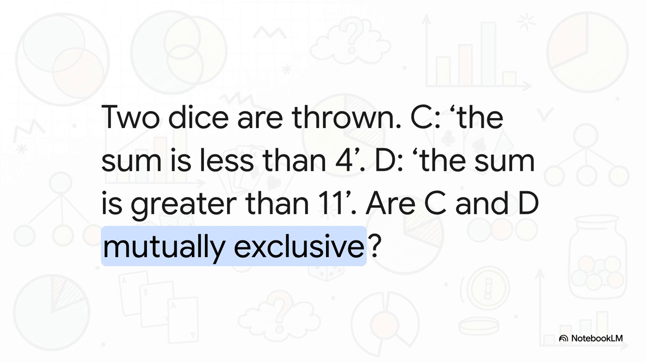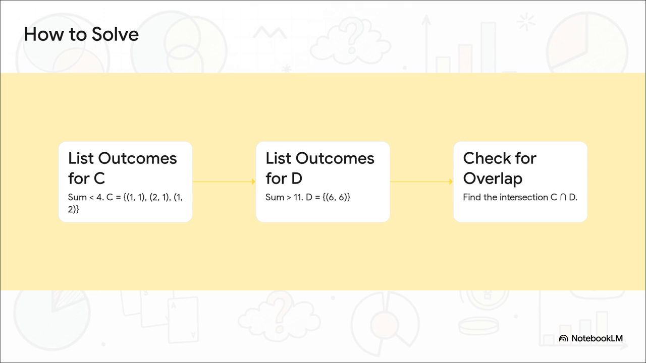Let's figure it out. So, what's our first step? How do we even start? We just break it down step by step. First, let's list all the possible outcomes for event C. We need a sum less than 4. What could that be? Well, 1, 1 gives a sum of 2. 1, 2 is 3. And 2, 1 is also 3. Anything else? No. So C is {(1,1), (1,2), (2,1)}.